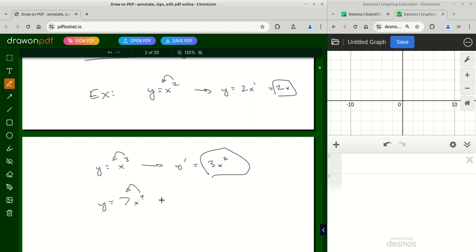And so let's do this last guy here. I'm bringing the 4 down as a multiplier. So then that's 7 times 4, x to the 3. 7 times 4 is 28. So that would be your derivative.